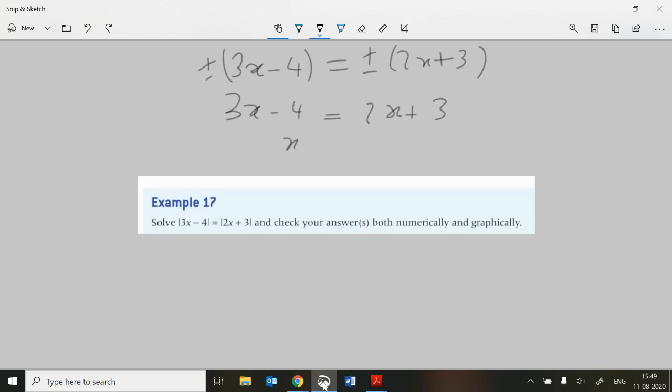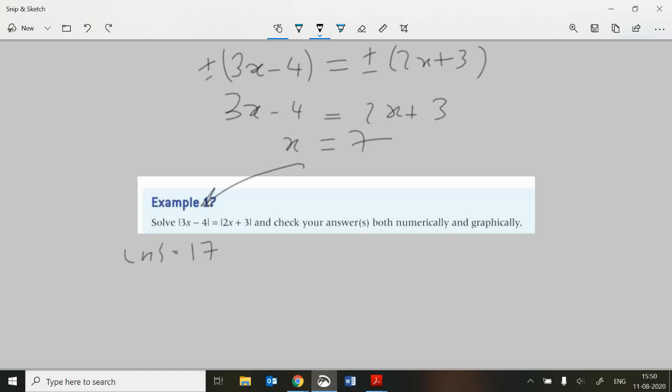Okay, so take the 2x off both sides. X is equal to 7. Okay, super quick. We can check if that works by putting 7 back in here, and we're getting 21 minus 4 is equal to 17 on the left-hand side. And on the right-hand side, we're getting 2 times 7 plus 3, which is also 17. And 17, the modulus of that is still 17. So that one works. See, that's much quicker than actually thinking about your domains. Okay, so we've checked those ones.